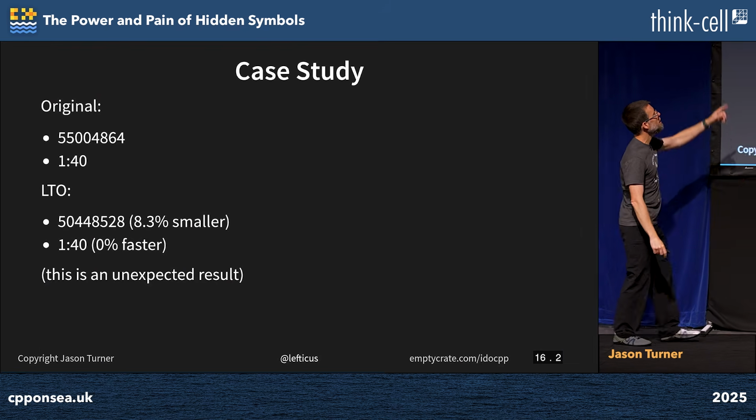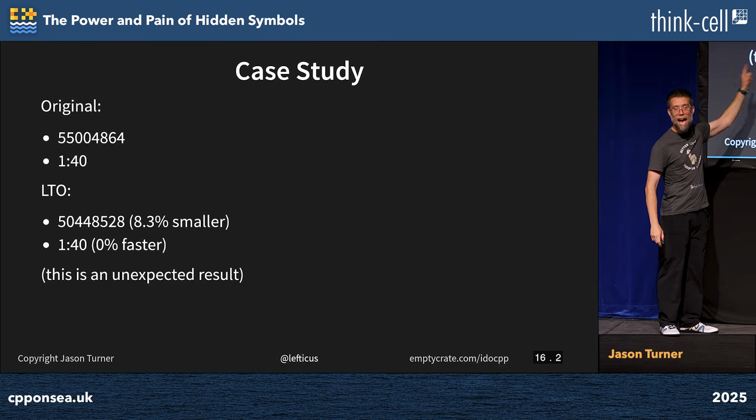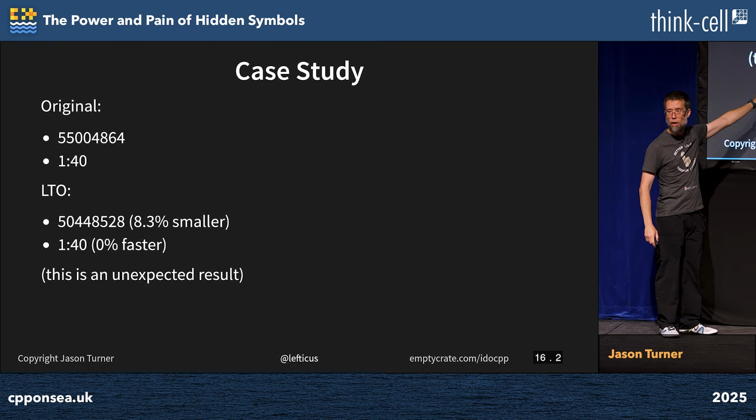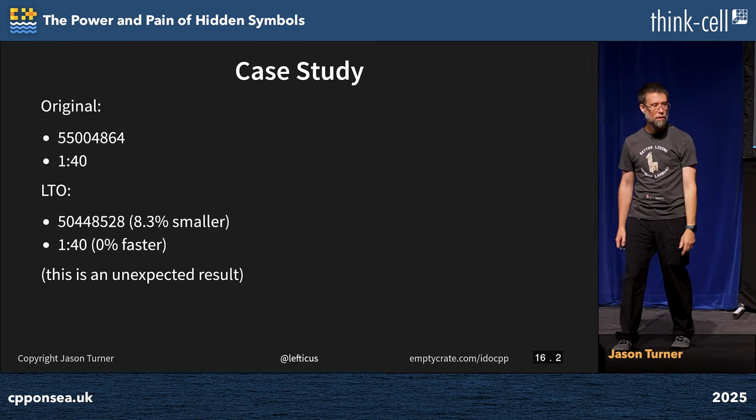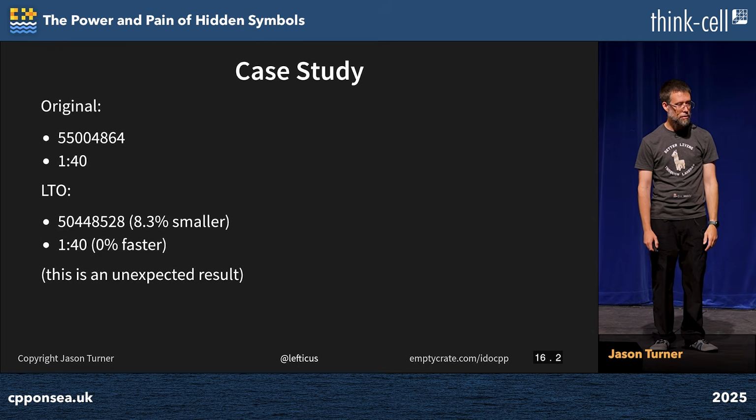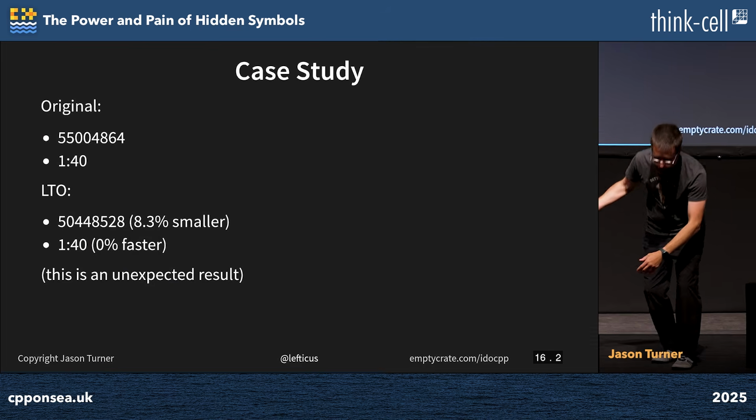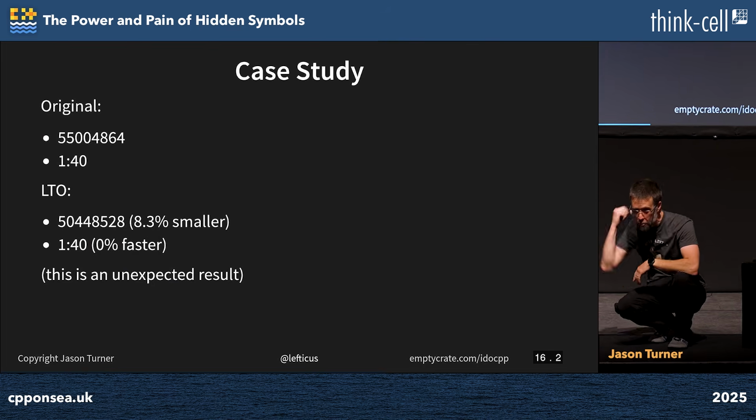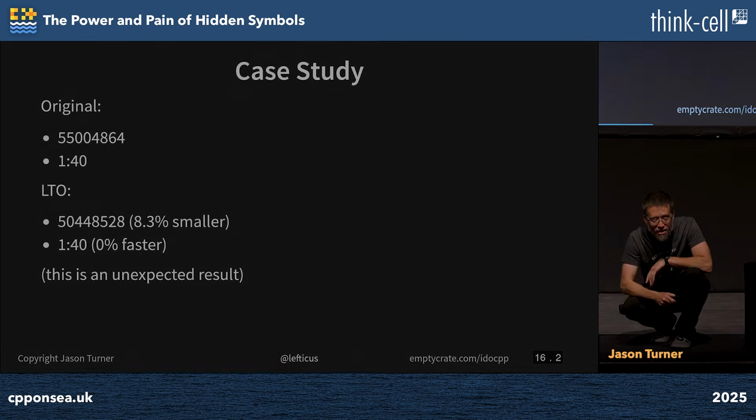I try LTO, I get a slightly smaller binary and literally the exact same runtime. Is this what we expect from link time optimization? It depends. It depends. That's not what I expected. But if I'm going to enable LTO, I'm not going to hope for this result, right? Yes, sorry, you have your hand raised.